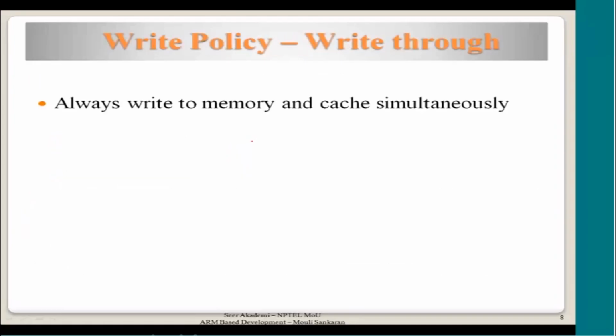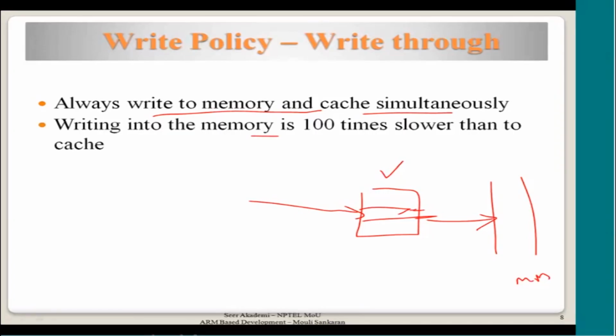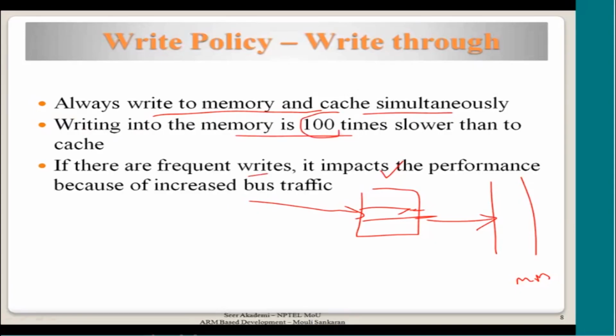Okay, write policy. Write through means always write to memory and cache simultaneously. So when the processor writes into the cache, it also writes into the main memory. Assuming that writes are less frequent than reads, we gain something out of having a cache. But the write through policy does it immediately into the main memory, so it also gets reflected there. Writing into memory is about 100 times slower than cache, which is an approximate number.